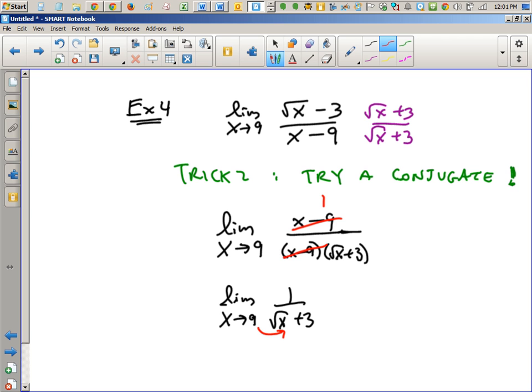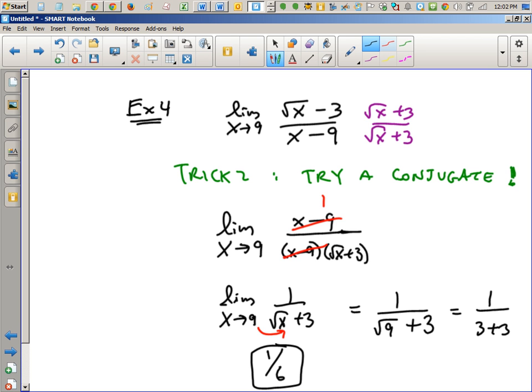So the goal is usually to plug in the number, but first the conjugate makes it possible, see? So we end up with 1 over the square root of 9 plus 3. What's the square root of 9? It's actually just 3. Whenever you see root 9, you're just supposed to write 3. So what's the answer to this problem? 1/6.